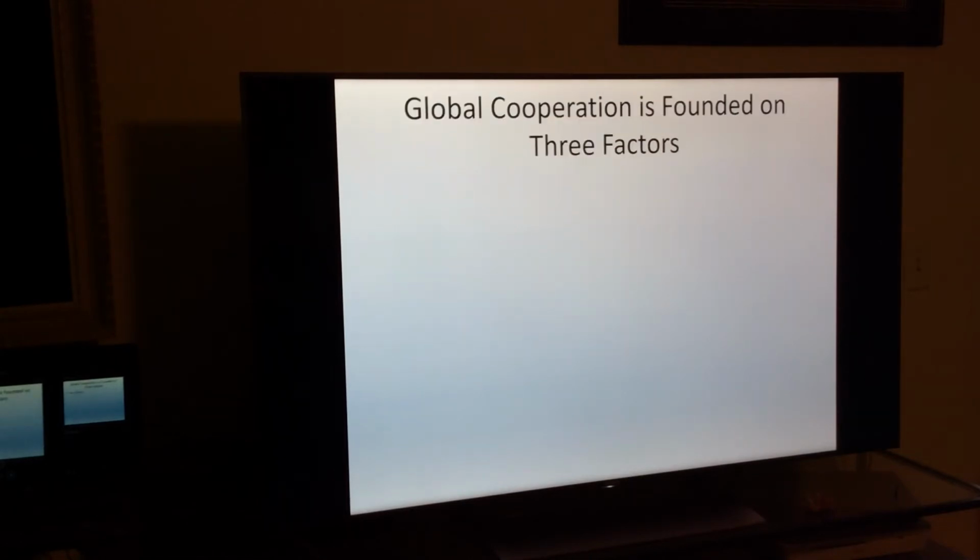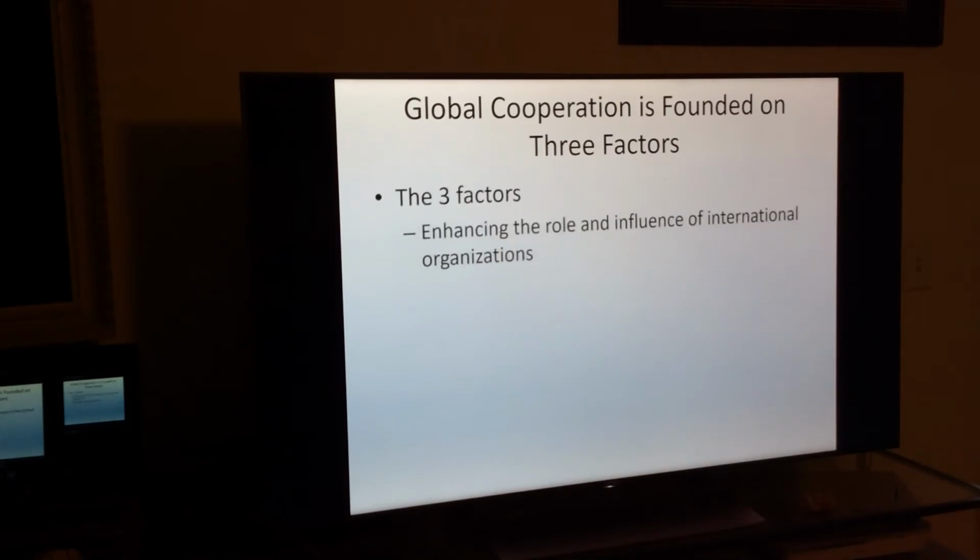I'm going to go through these fast because this is kind of a long chapter or a long discussion. I want to get into the roots and the ideas of interdependence. Global cooperation is founded on three factors. What are the three factors? Enhancing the role and influence of international organizations. So enhancing the role of the United Nations.